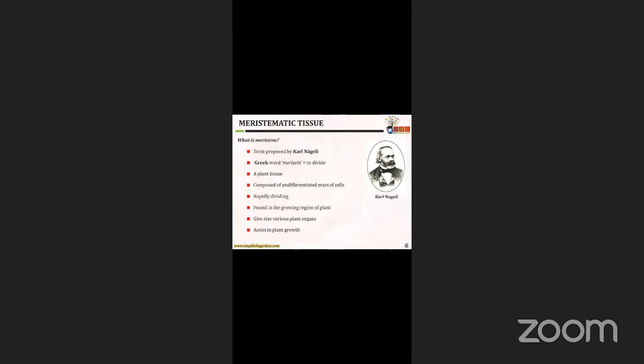It is composed of a differentiated mass of cells. Different types of cells participate in the development of the plant body. That is differentiated.